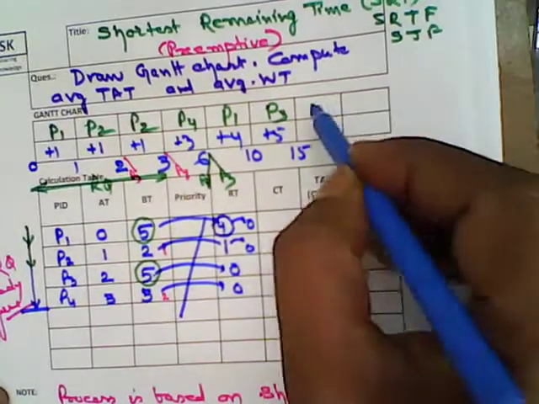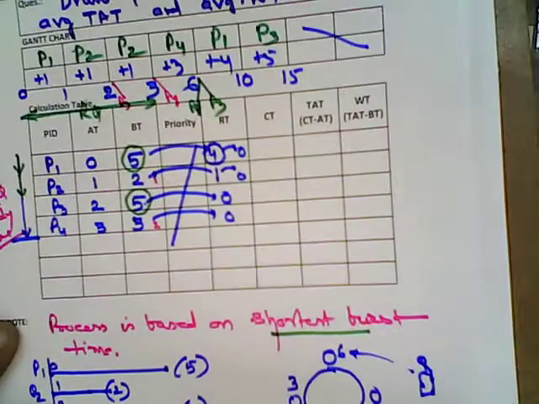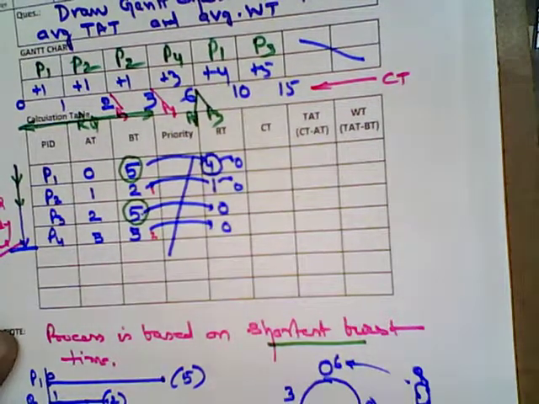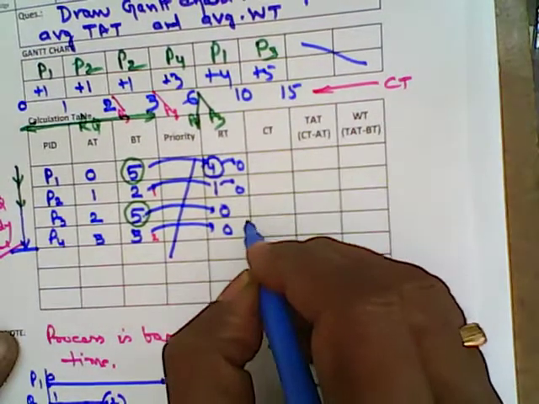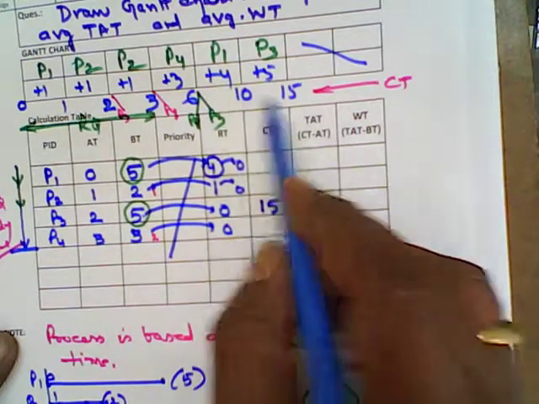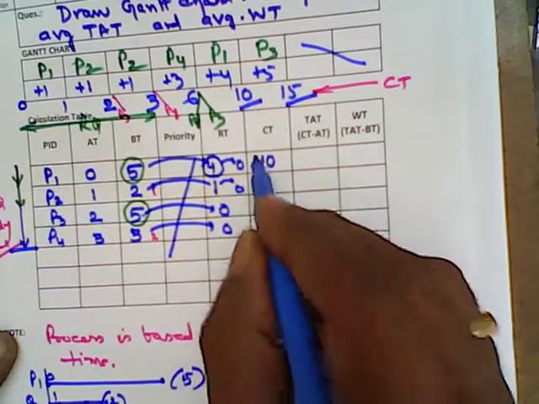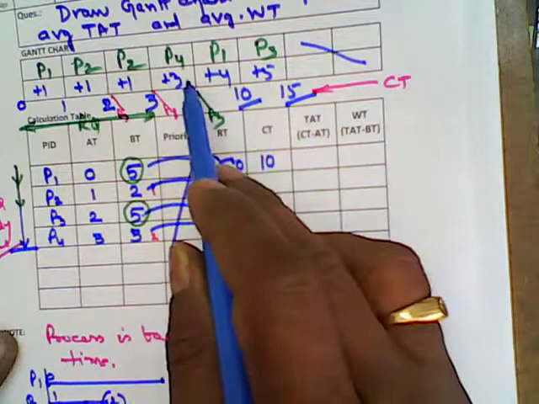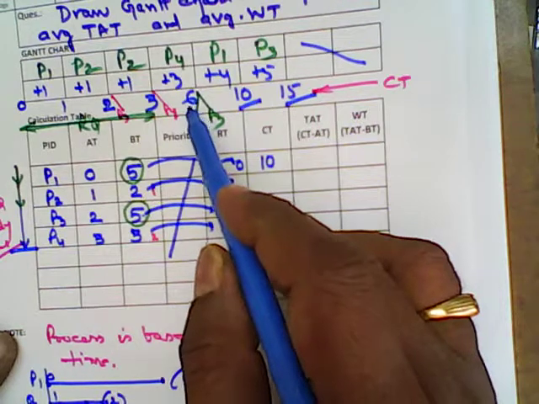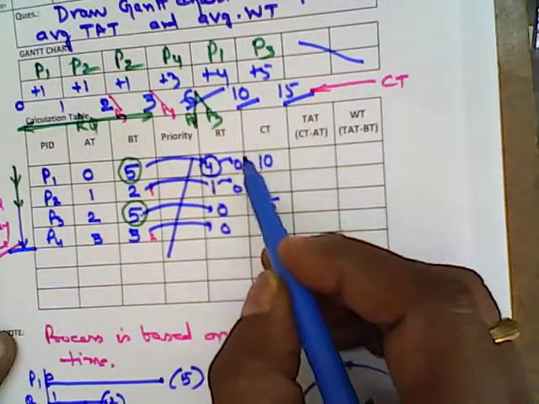Now here what we are going to calculate? The completion time, CT. If you see from here, P3 was how much? It was 15. Now after that, which one has come? P1 completion time is 10. So we put down here 10. After that, which is P4. P4 has a completion time of 6. So we put it here 6. And after that, what is the completion time of P2? After P4, P2 completion time is 3.